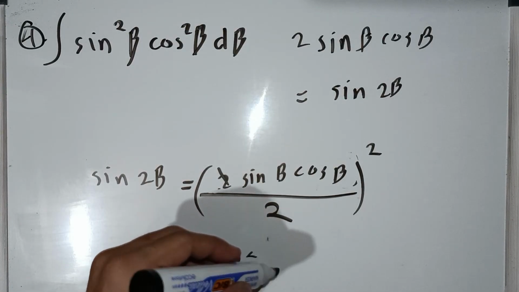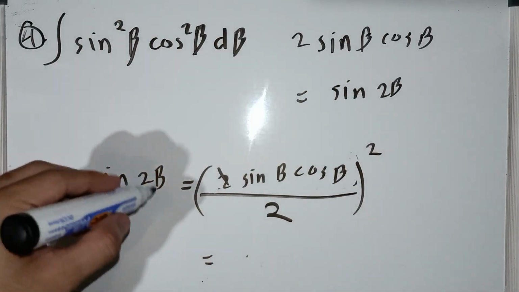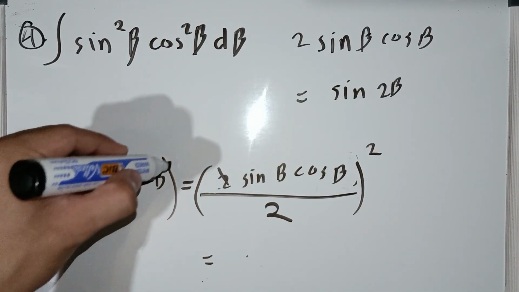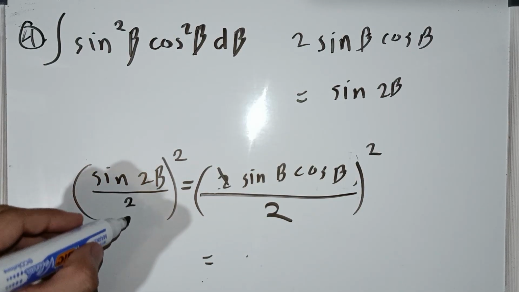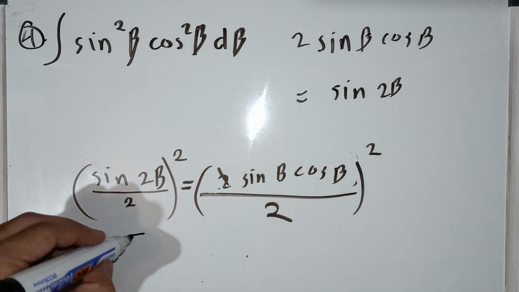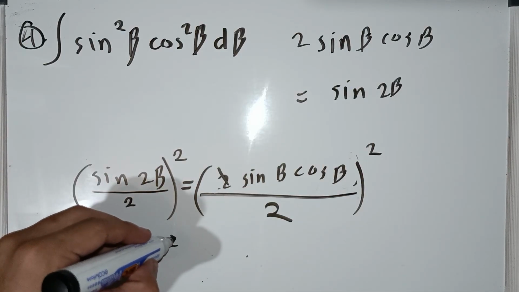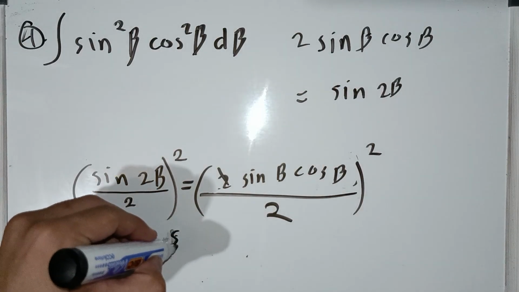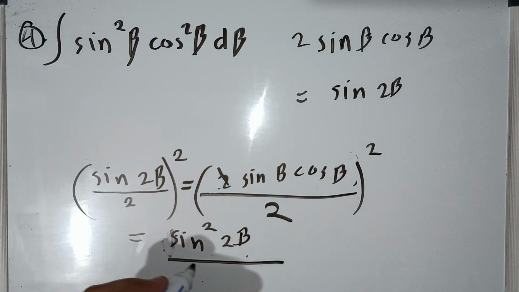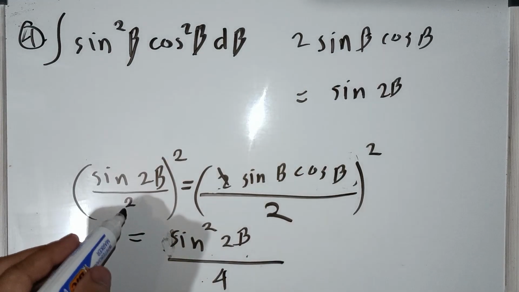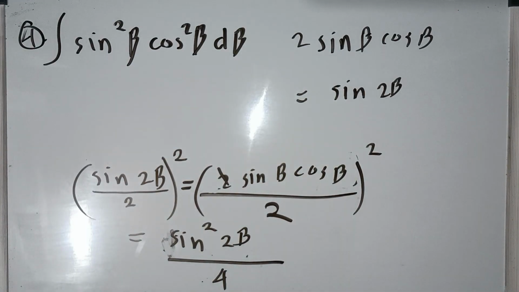So let's put the square here, so all over 2, so that will become is equal to sine square 2 beta all over 4. Just multiply the 2 by itself, that's why it becomes 4. So we can now use the transformed formula to our original equation.